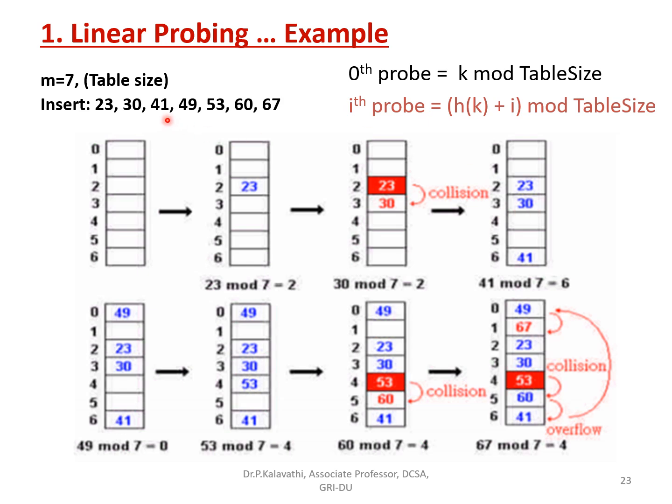Next we have to insert the value 41. So 41 mod 7, the remainder is 6. So we can insert the value 41 in location 6. The next value to be inserted is 49. 49 mod 7, the remainder is 0. We can insert the value 49 in the 0th location. Next is 53 and 53 mod 7, the remainder is 4. We can insert 53 in location 4.